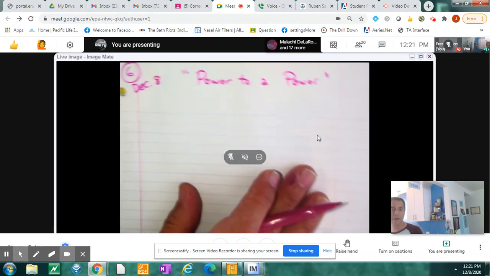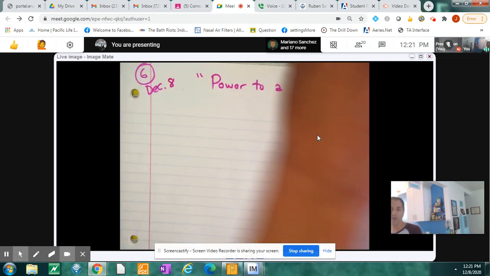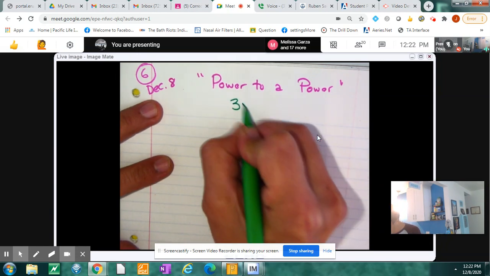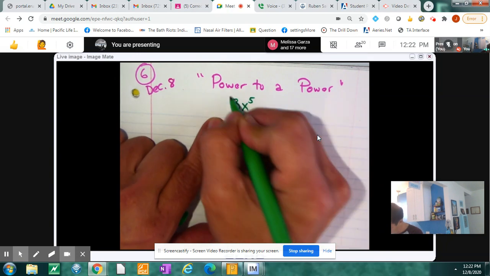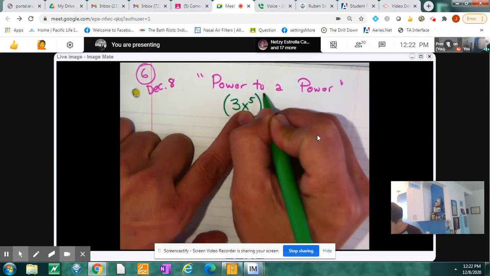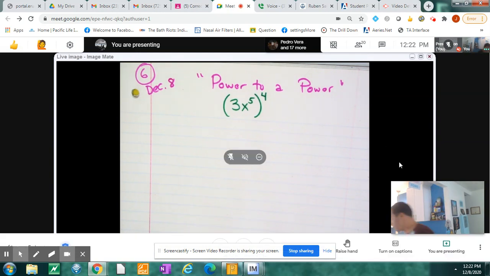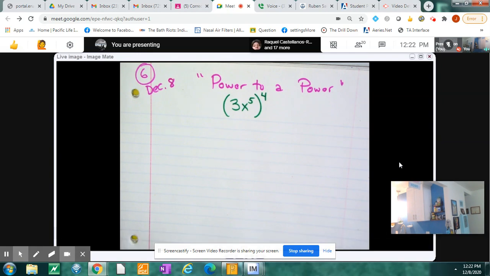So today we're doing power to a power. How does that look? A power to a power looks like this. Let's say 3x to the power of 5, and then all that I'm going to raise to a power of 4. That's how a power to a power looks. Okay? So there we go.